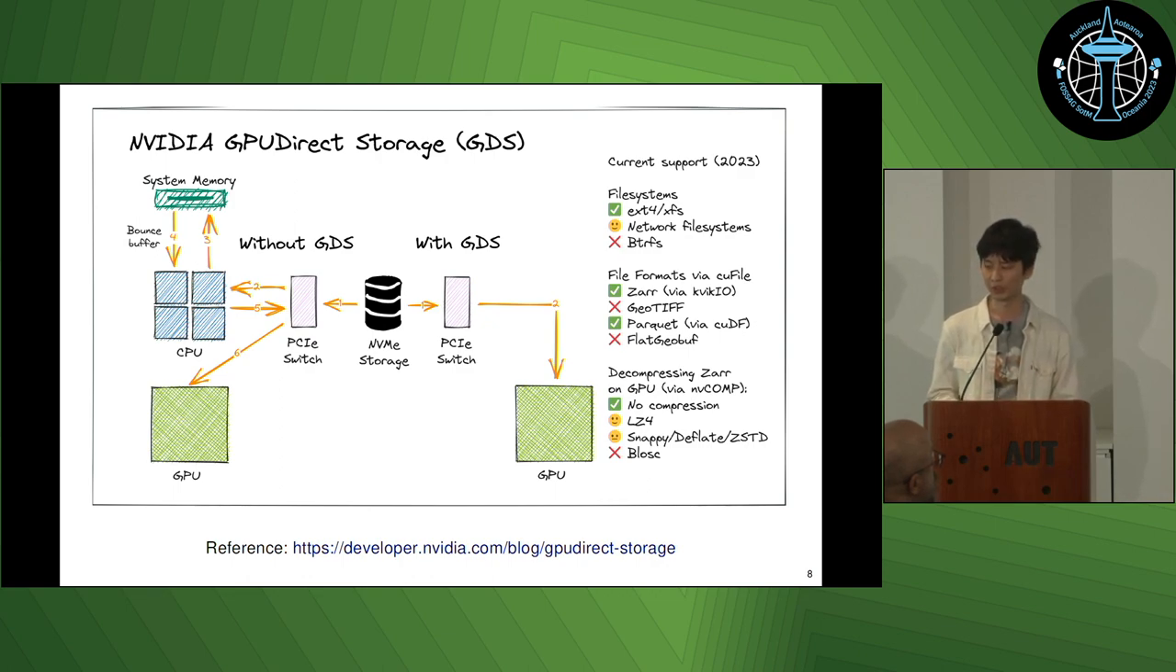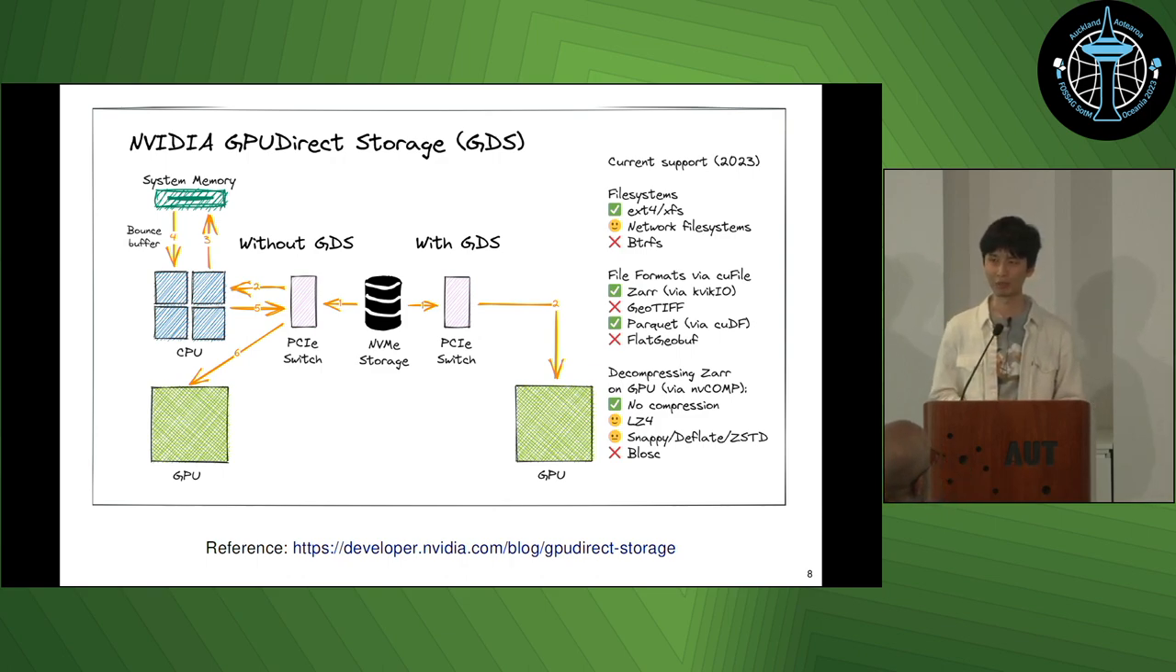With GPUDirect Storage, GDS, you would go from storage directly to your PCIe switch, and then the data would go directly into your GPU. So less latency involved. But of course, there are caveats to this. This technology is somewhat new. It only supports certain file systems and certain file formats via cuFile. So Zarr is supported via kvikIO, and Parquet as well via cuDF. But for GeoTIFF, FlatGeobuf, and some other vector file formats, those aren't supported yet. Someone has to code up the code for that.